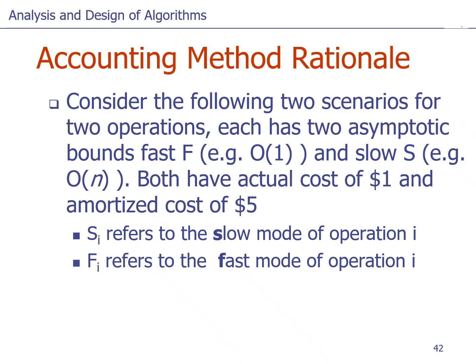So here is again the same scenario we were looking at, except I'm starting now to put some numbers. So let me read this bullet. It says, consider the following two scenarios for two operations. Each has two asymptotic bounds, fast O of 1 and slow O of n. Both have actual cost of $1 and amortized cost of $5. Okay? Now, S sub I refers to the slow mode of operation I. F sub I refers to the fast mode of operation I. Let's see the following.